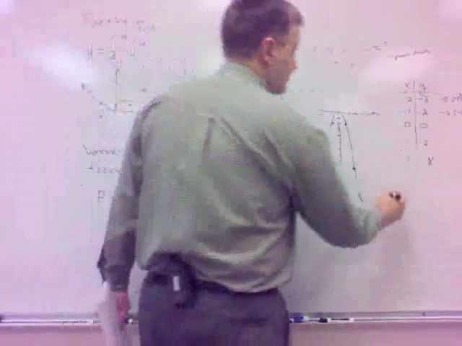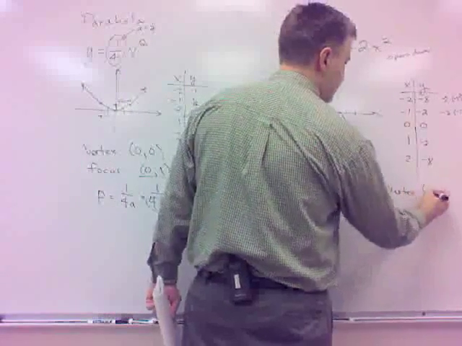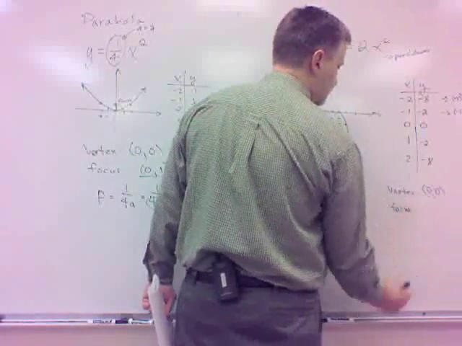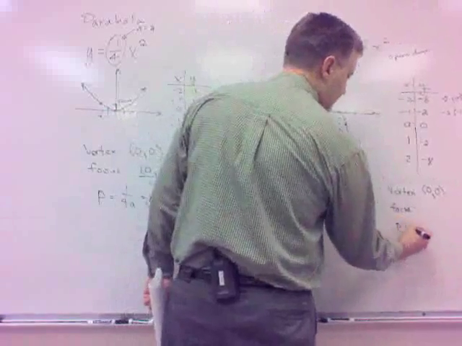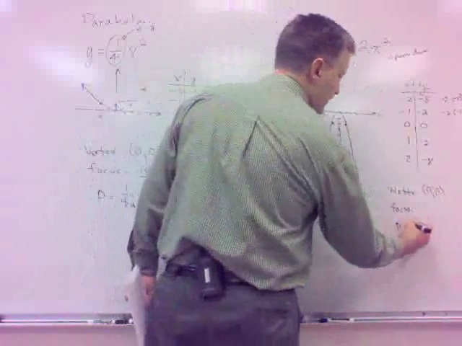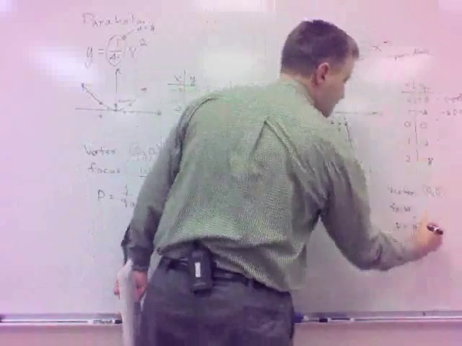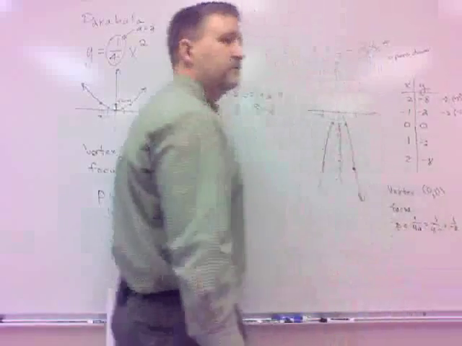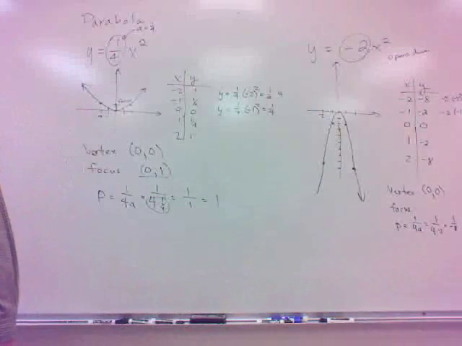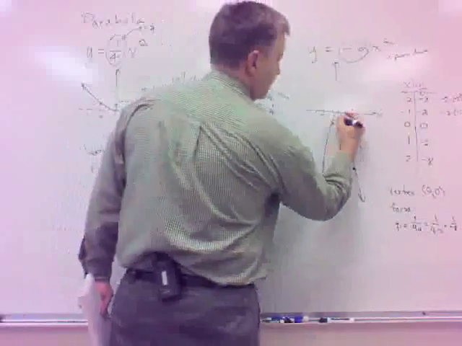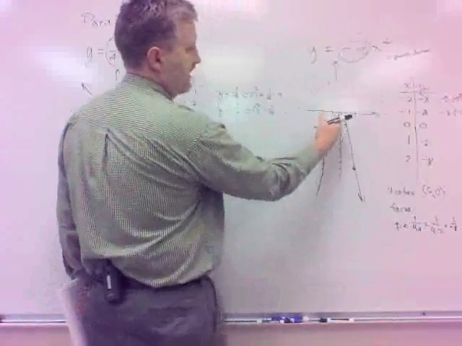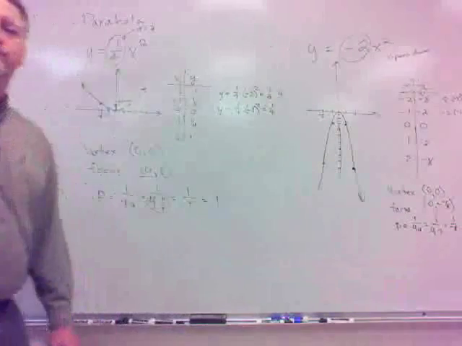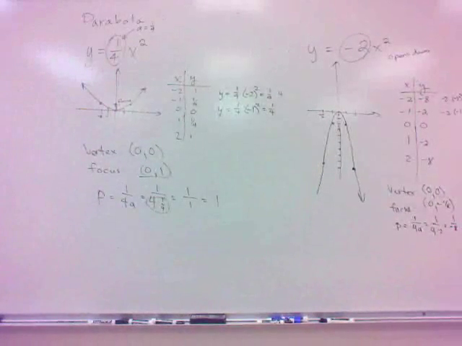Well, the vertex is still 0, 0, unless it's shifted. What about the focus here? On this one, P is 1 over 4a, the a here being -2. You get 1 over 4 times -2, so P is -1/8, don't you? It being negative means it's downward. And so your focus is right here, and that puts it at 0, -1/8. That's where the focus point would be for that one. Okay? So far, so good.